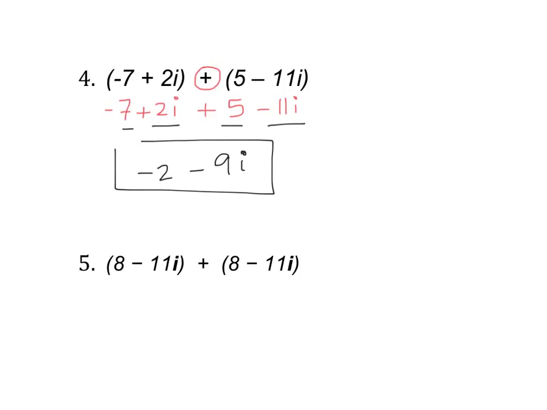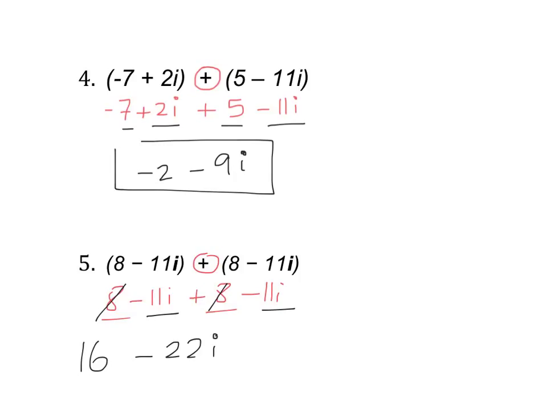Now let's move on to number 5. Since I have addition between these two numbers, I can just drop the parentheses and I can combine like terms. I have an 8 and an 8, so that's a 16. So I combine those two. And then the imaginary numbers, -11 and -11, that's -22i. So I ended up with another complex number.